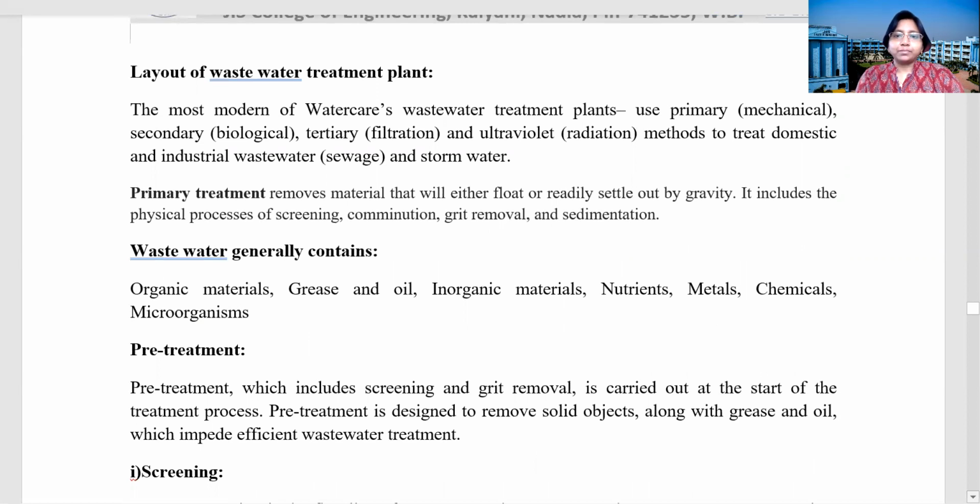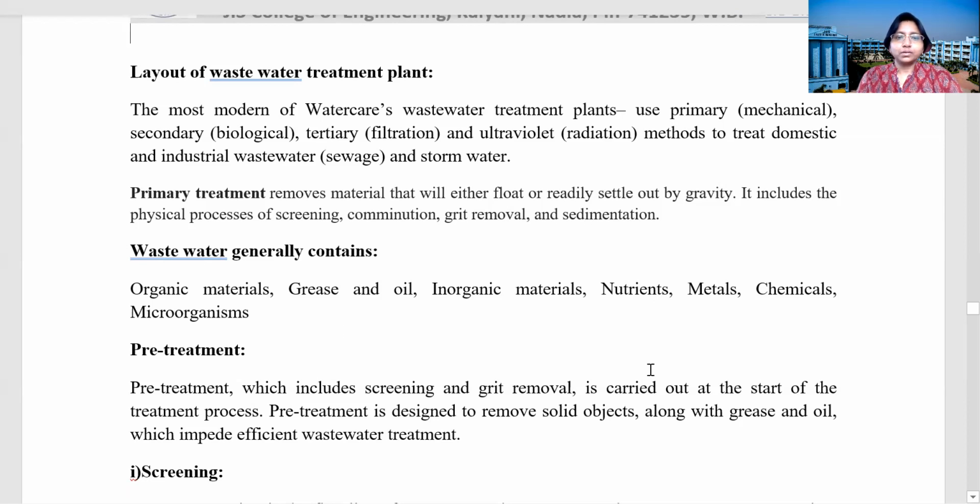So the primary treatment, what does it do? It removes material that will either float or readily settle out by gravity. It includes the physical processes of screening, comminution, grit removal, and sedimentation. So by this primary process, what can we remove? Mainly the large particles we can remove.